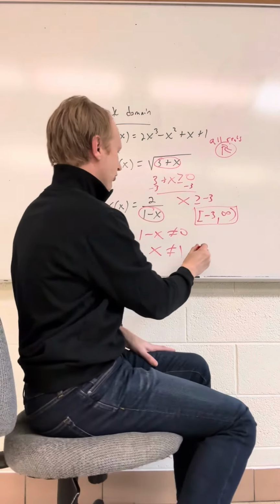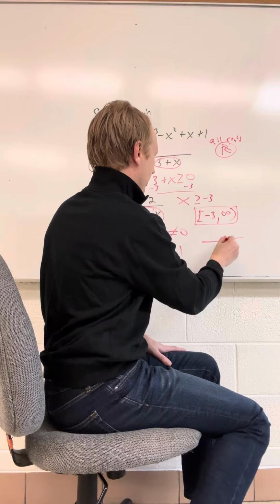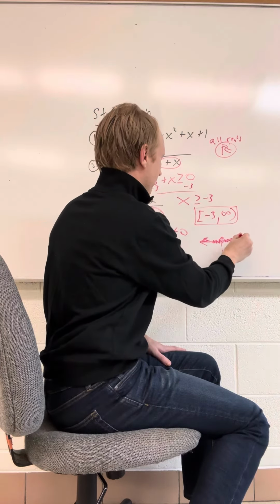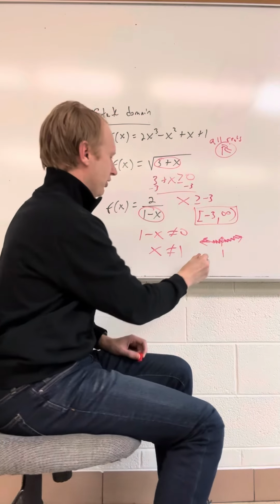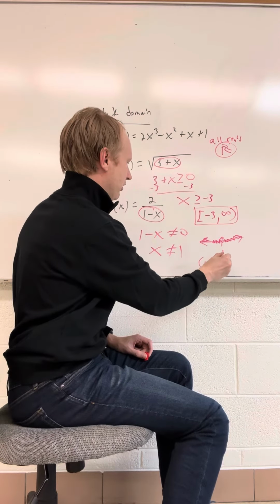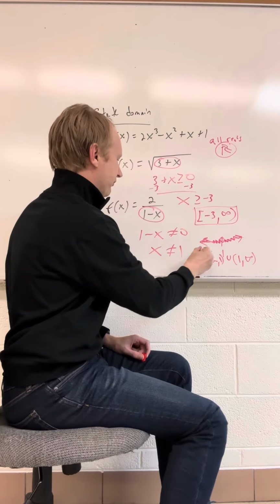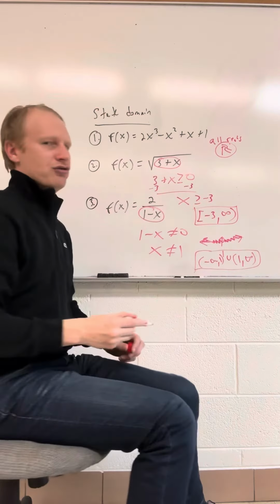So interval notation for that, remember that's like plotting the number 1 and then everything around it, not including 1, right? So interval notation is negative infinity to 1, parenthesis union 1 to infinity, like that. That would be the interval notation for that.